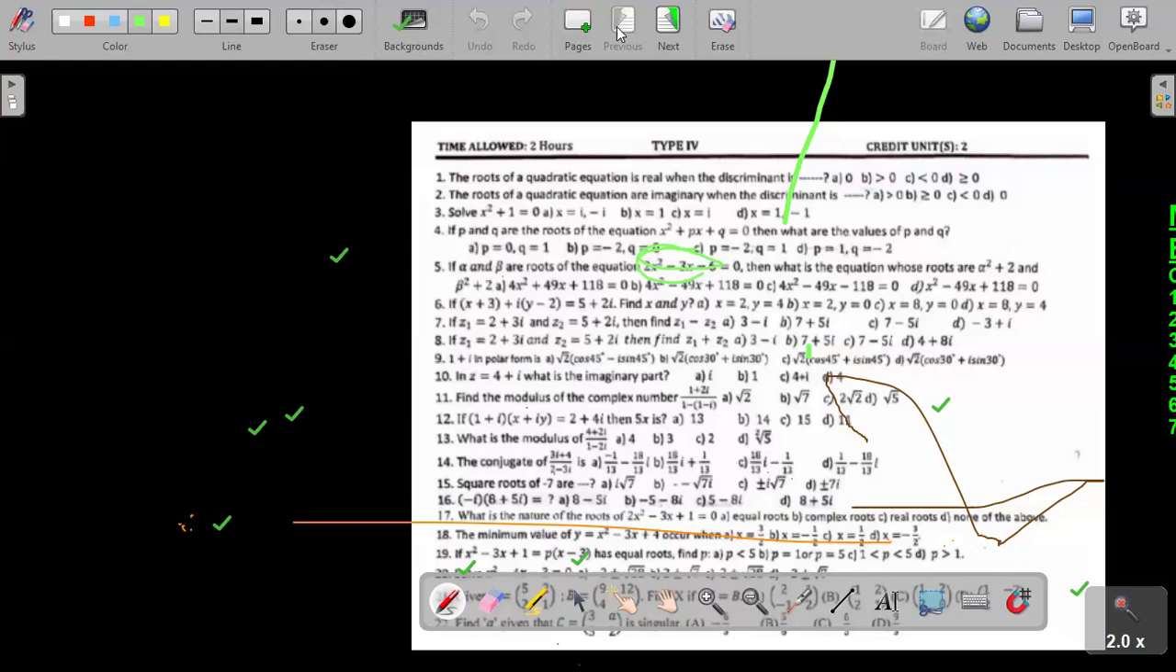Then number 10 is also a complex number. Say z equals 4 plus I, what is the imaginary part? I told you for every complex number, we have real and imaginary. The real is the 4, while the imaginary is the I. But what is the coefficient of I there? That's the question you should ask yourself. Coefficient of I should be 1.